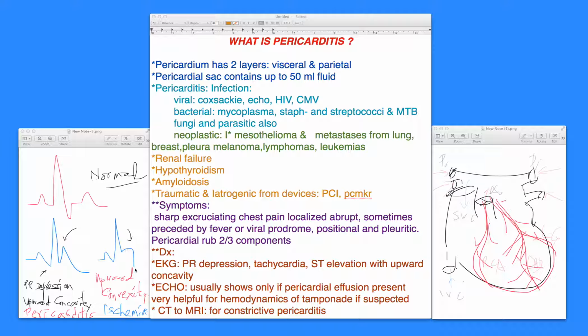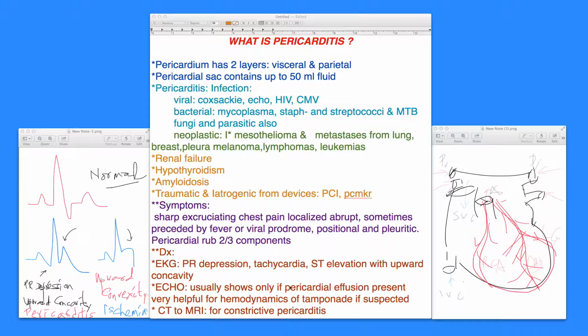Now when you see an upward convexity during the ST elevation, that is a marker of ischemia, sine qua non of ischemia. But an upward concavity is a sine qua non of pericarditis on an electrical complex. So very, very subtle changes on the EKGs, just make a note of that. These are very classic changes of pericarditis: PR depression and upward concavity for pericarditis, and upward convexity for ischemia or infarction.